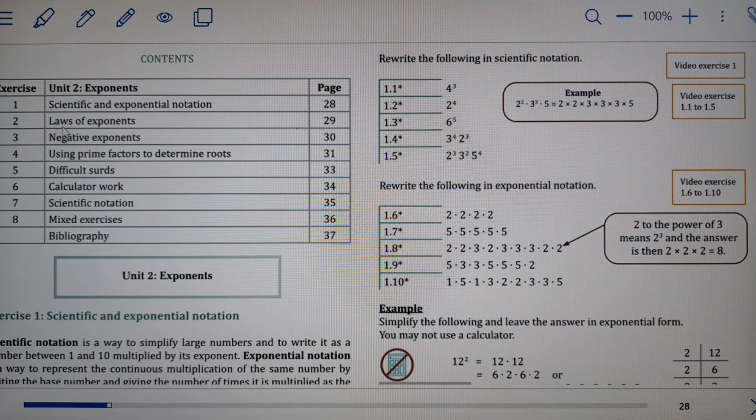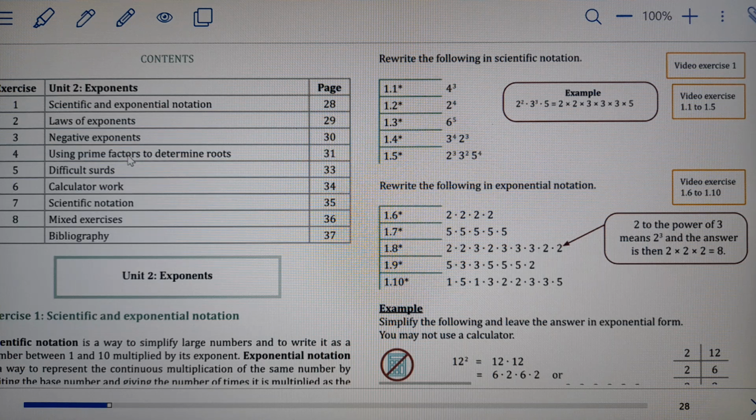We are going to cover laws of exponents, we are going to cover negative exponents, and we are going to use prime factors to determine the roots. We are not done with the roots, which are irrational numbers. We are still going to cover them again under the exponents.